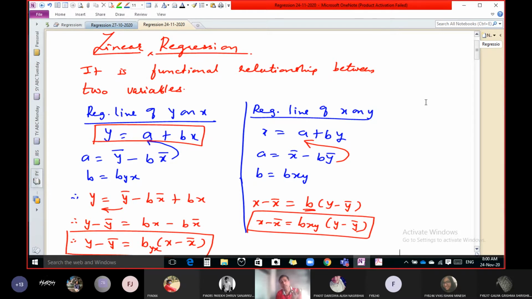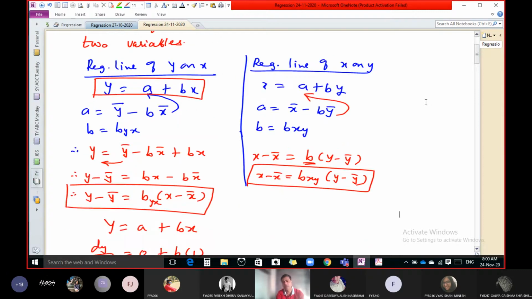If there are two variables, let us say x and y, height and weight, and if we want to find out the value of one variable for the given value of another variable, then we have to use the concept of regression. Because there are two variables, there are two regression lines. If there are three variables, there are three regression lines. If there are n variables, there are n regression lines. So here we have two regression lines because of two variables.